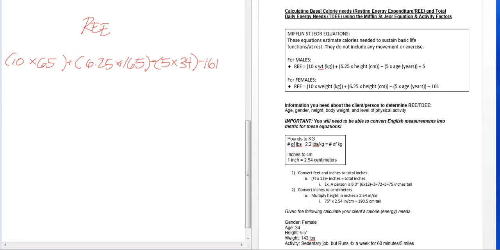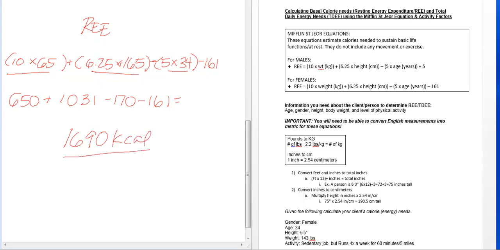So back to the equation. Let us remember that we do everything in the parentheses first, and then we do the other operations. So doing the multiplication inside, we're going to get 650, and then that's going to be added to 1,031. We are going to subtract 5 times 34, which is 170, and then we are going to subtract 161. So doing that math, I'm going to get 1,690 calories. So that is this person's resting energy expenditure.